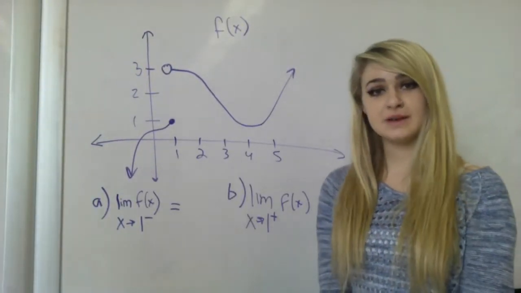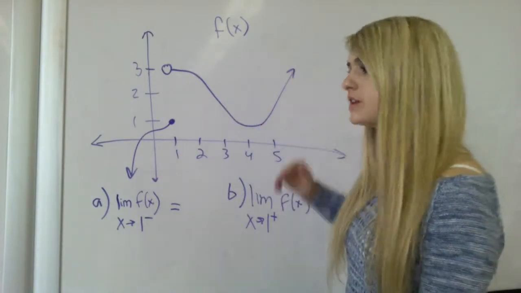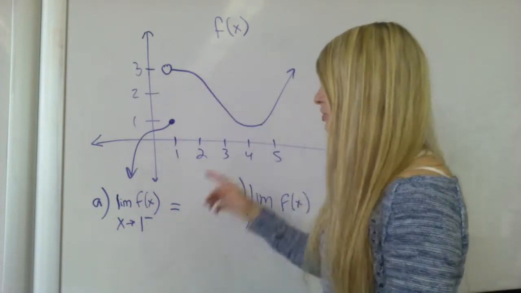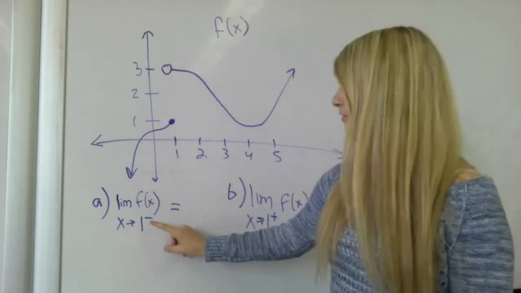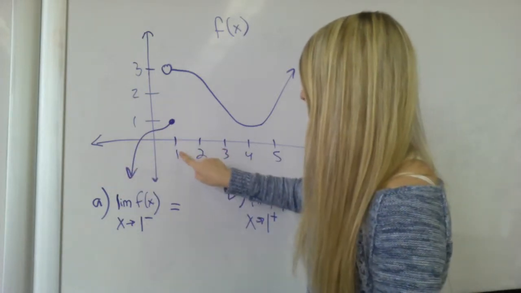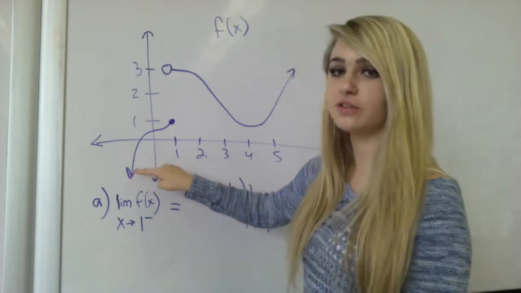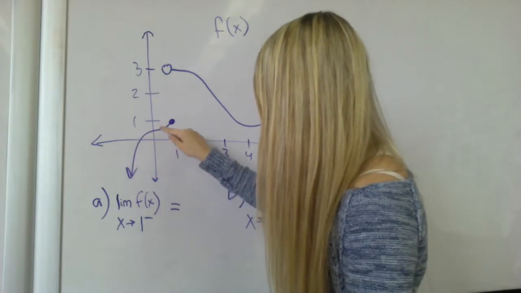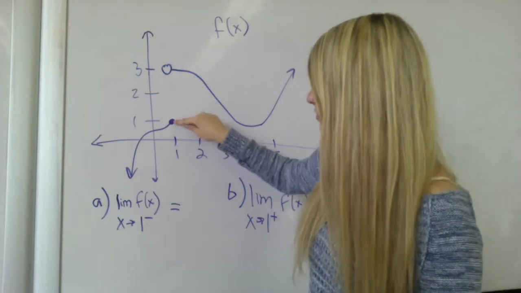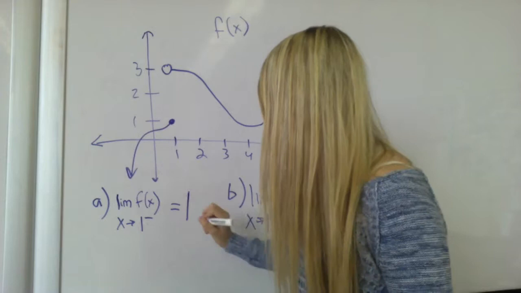Now we're going to do some example problems. This function we'll just call f of x. We want to find the limit of f of x as x approaches 1 from the left. So you're coming from this direction. This is your c value, so x is approaching 1 from the left. You follow this line up, and it seems to be approaching 1 from the left side. So the limit of f of x as x approaches 1 from the left is 1.